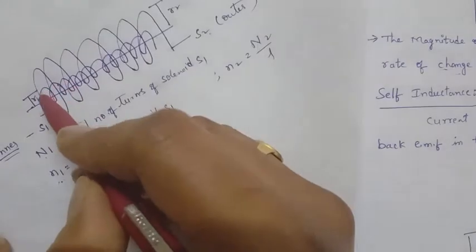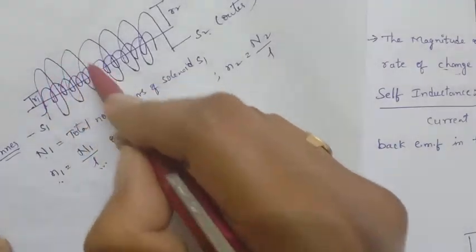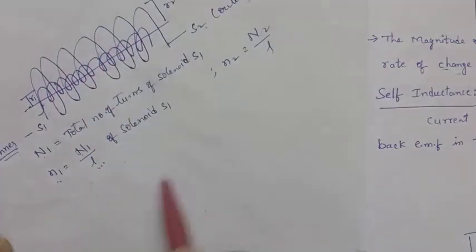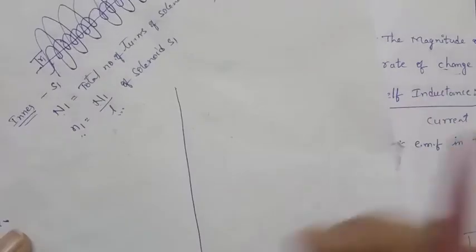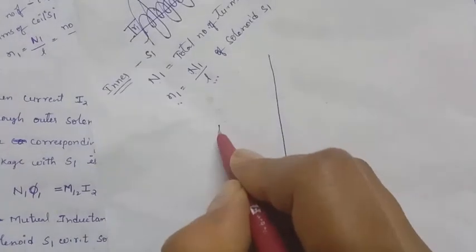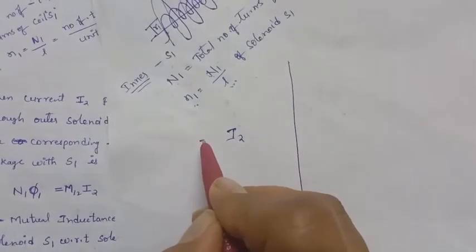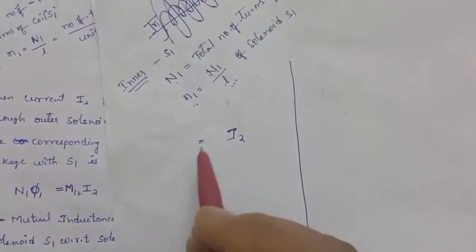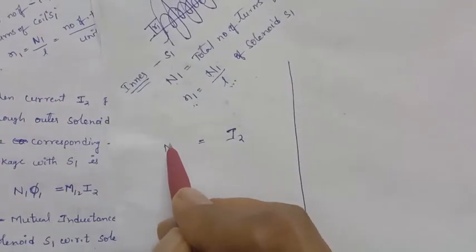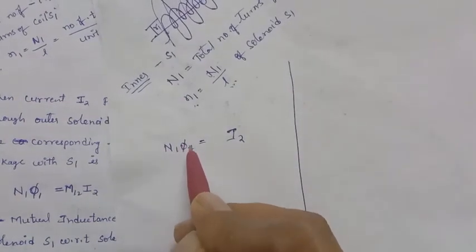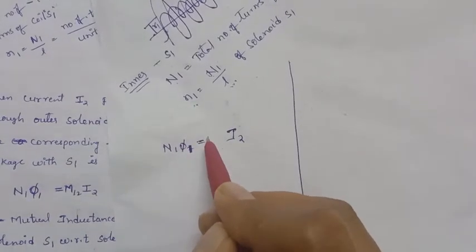When current I2 is passing through the outer solenoid, according to the definition of inductance, I2 is the current flowing, and that current is linked with the solenoid S1. That solenoid has the number of turns N1 and flux phi1, and the coefficient is the mutual inductance M12. So N1 phi1 is equal to M12 I2.